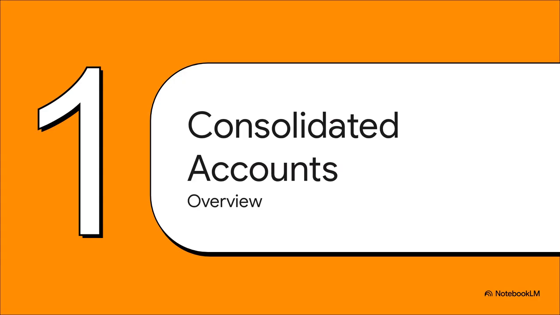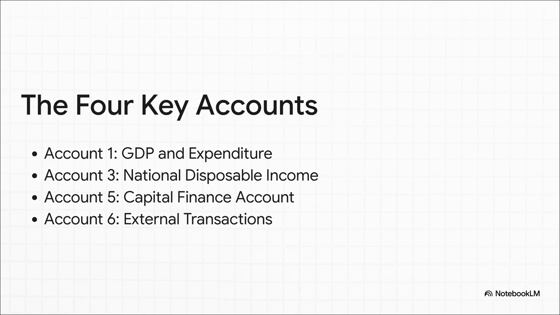Okay, section 1, the consolidated accounts overview. Let's lay down the foundational architecture of the macroeconomy. For your exam, it is absolutely crucial to remember that these 4 key accounts make up the system compiling the entire macroeconomic picture of the country. You've got account 1, dealing with gross domestic product and expenditure. Then account 3, for national disposable income and its appropriation. Moving on, account 5 is your capital finance account. And finally, account 6 covers external transactions. Get these 4 locked into your brain because everything else we talk about builds straight off this foundation.